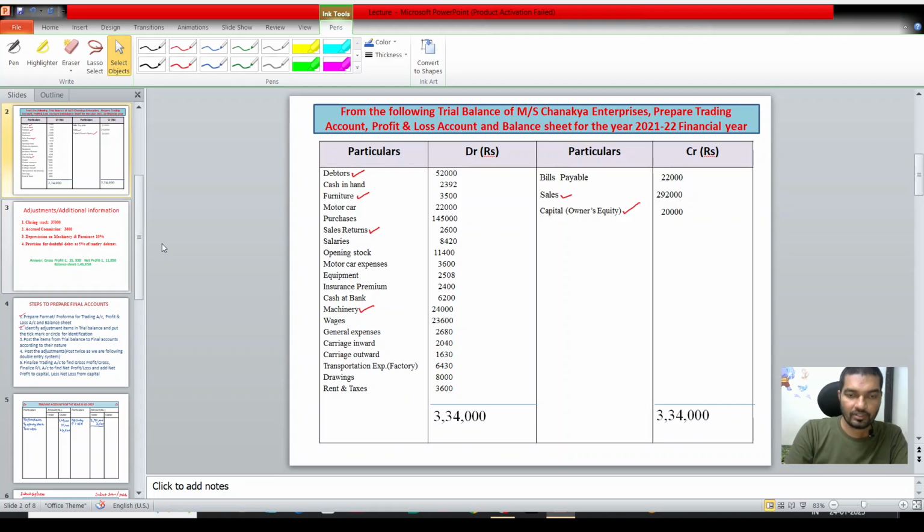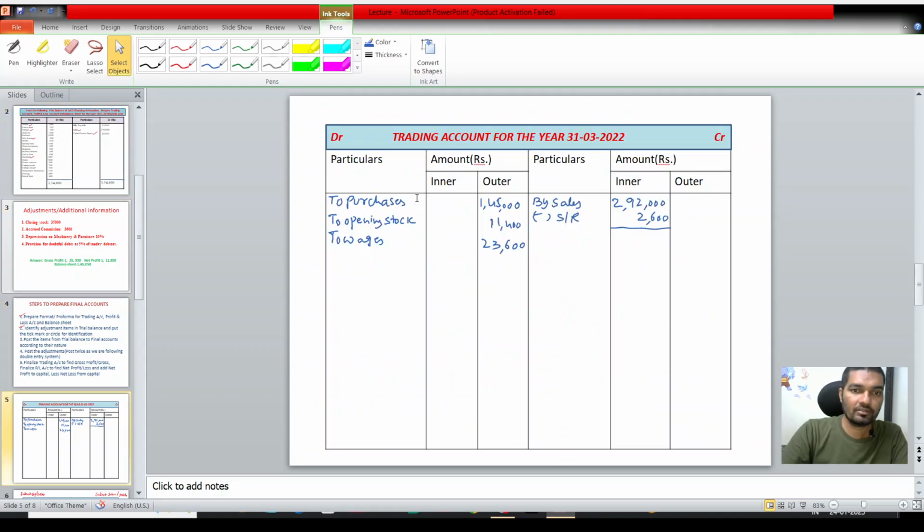Carriage inward. Carriage inward is always direct expense. At the time of transporting of raw material from supplier to factory, the factory management usually incurs such kind of expenses. They are called as direct expenses. Carriage inward is also called as carriage on purchases. Carriage inward is a direct expense, 2040 rupees.